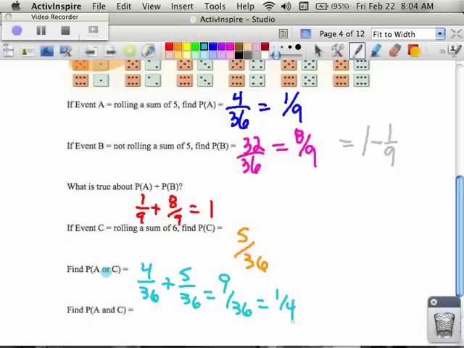Later on we're going to talk about this OR with Venn diagrams, and you'll see how that pertains to the word or as well. In a Venn diagram, it means looking within both circles. The total sum between both circles.